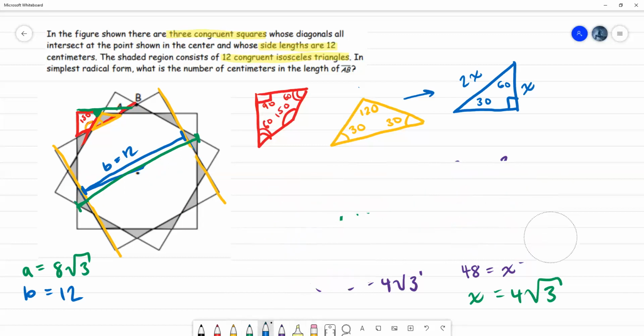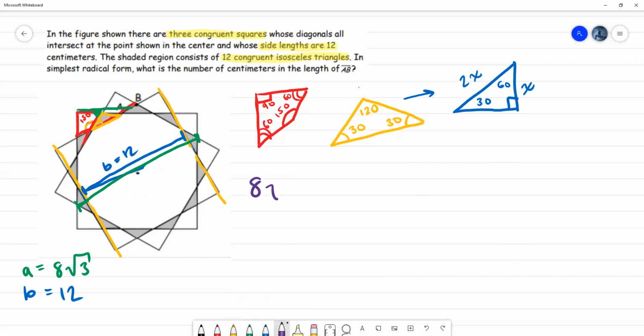Because we have both values now, we have to subtract. So 8 square root 3 minus 12 is just that, because we can't simplify that any further. So by subtracting, we just found out this value and this value. But we only want one height of our triangle. So let's just divide that by 2. And if we do that, we get 4 square root 3 minus 6.